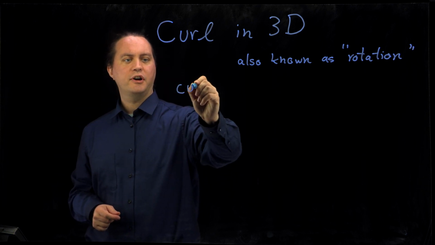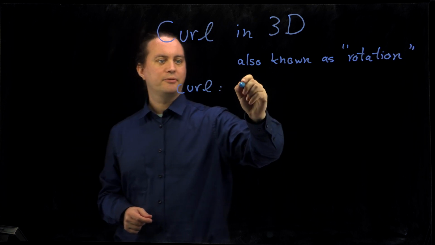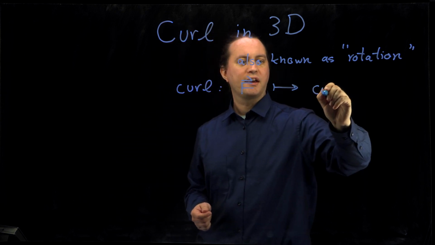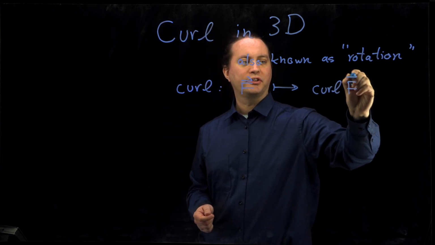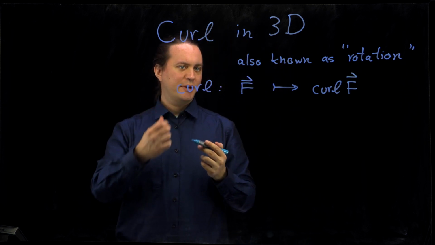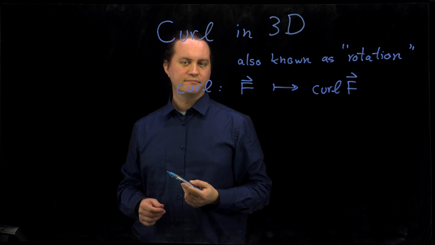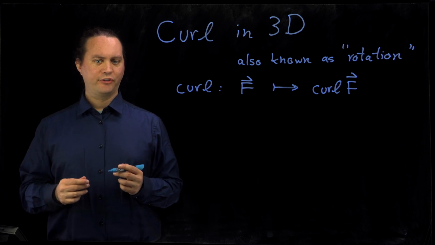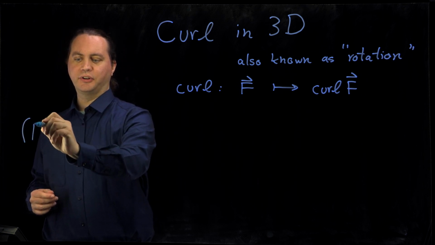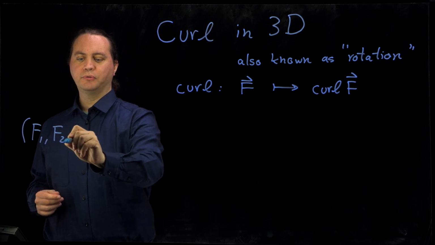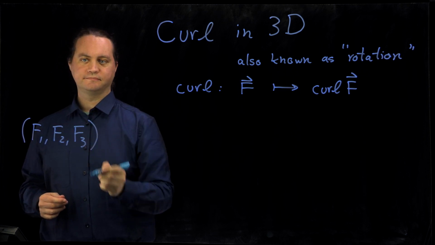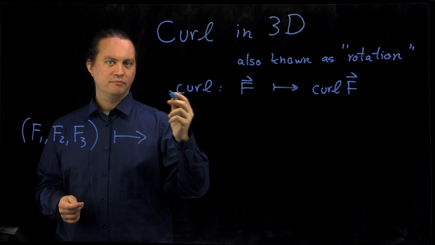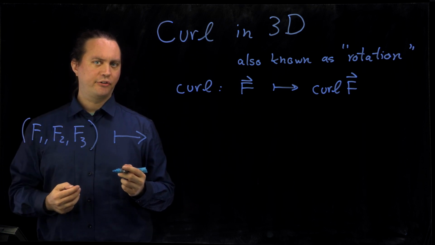So the curl takes a vector field and it produces another vector field, another 3-dimensional vector field. F is a vector field in 3 dimensions, and so is the curl. If we write down the curl in its 3 components, it looks as follows. We take a vector field with components f1, f2, and f3. This is mapped to the following new vector field, again with 3 components.